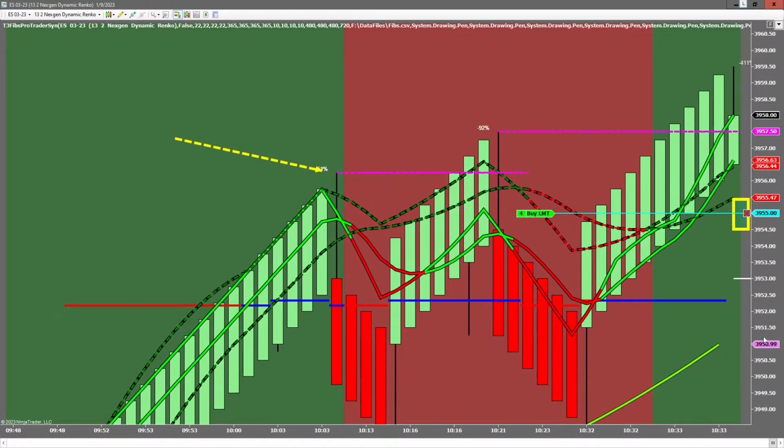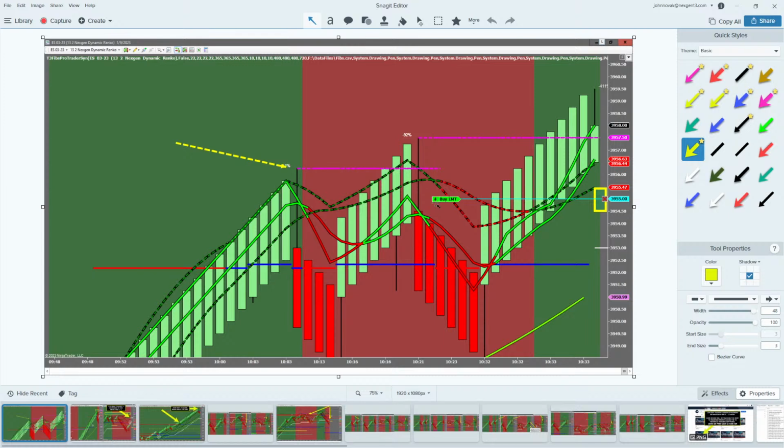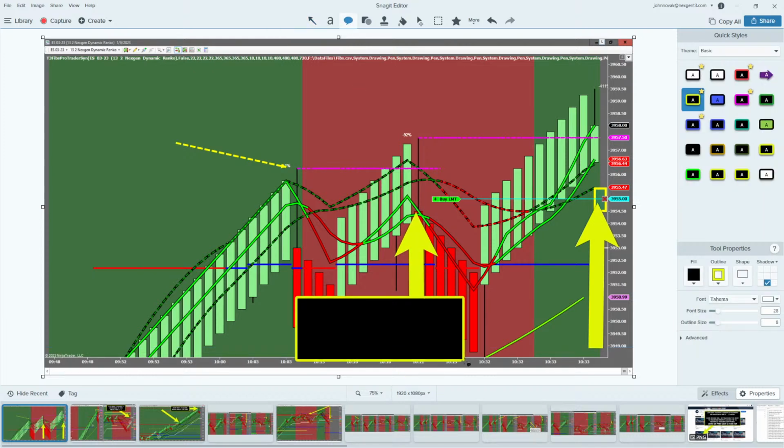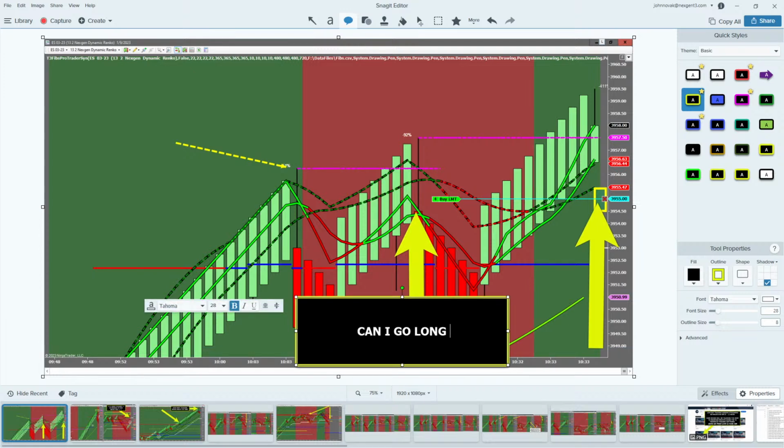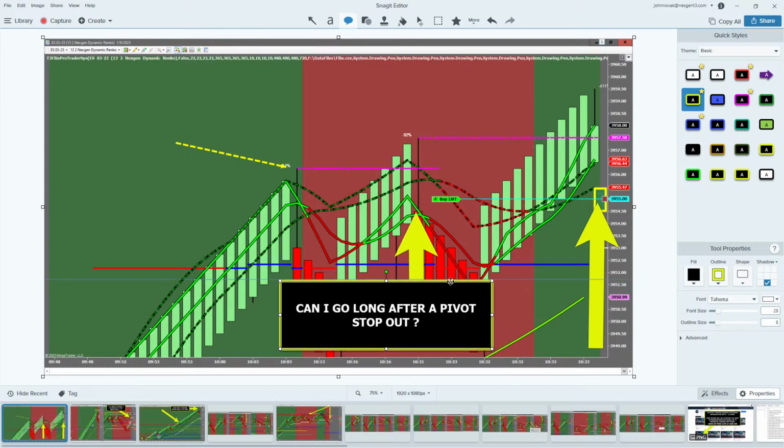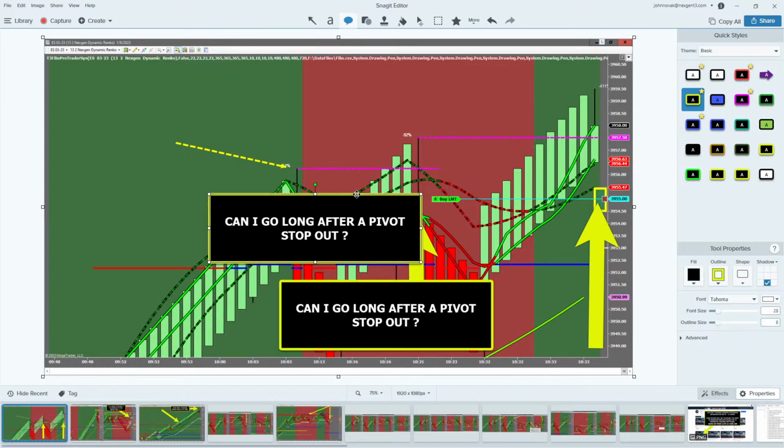Let me give you a for instance here, just for fun, okay? I'm going to take a snapshot of it. And again, you guys can go through and figure out what is best for your trading plan. So you're asking yourself, each time you get a pivot stop out, you're saying, can I go long after a pivot stop out? Is that a fair question? Can I go long after a pivot stop out?